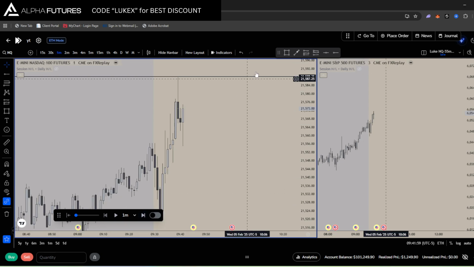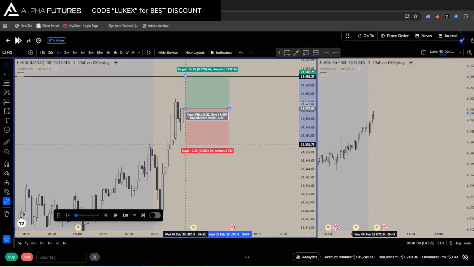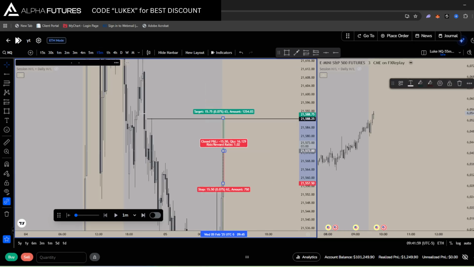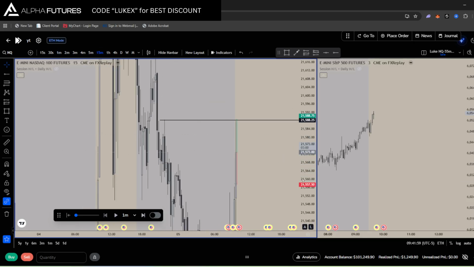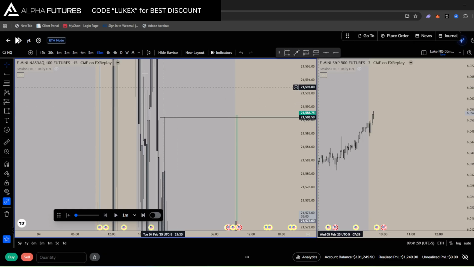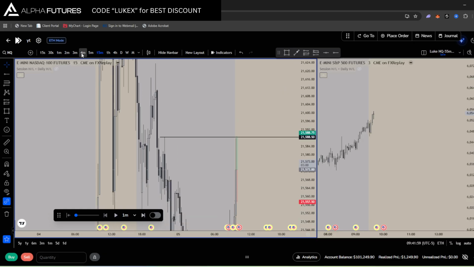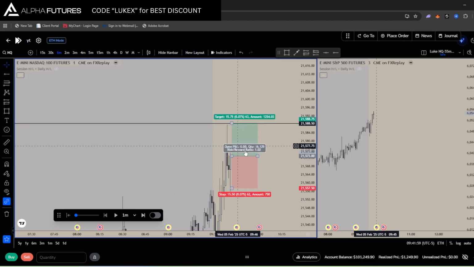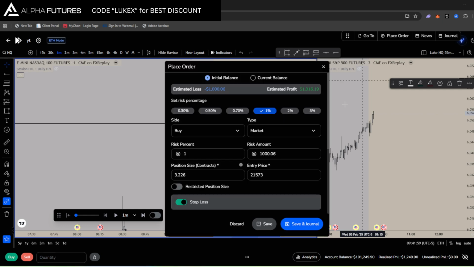Let's see if we can displace. Okay. Can we get a 1-to-1? Okay, so we have this swing high right here on the 15. We're delivering off of a 1 minute gap. This just looks pretty good for a simple continuation. Hopefully this plays out.